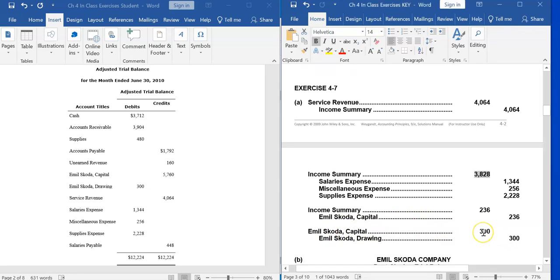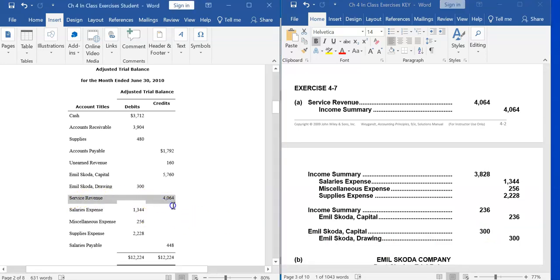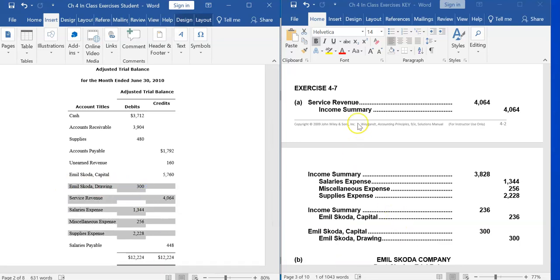By doing this, essentially what we've done is transferred the revenues and expenses and the owner's drawing account into the owner's capital account. So after those 4 closing entries are posted, all of these balances will be 0, and all of those balances will be wrapped up and transferred into this owner's capital account.